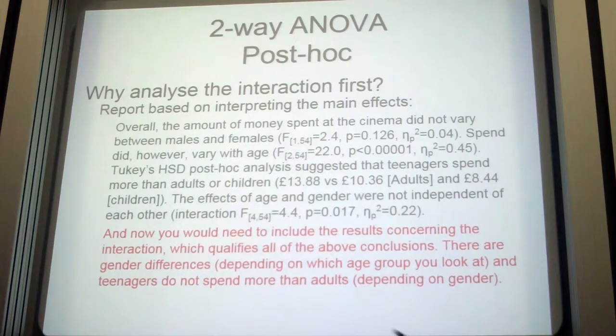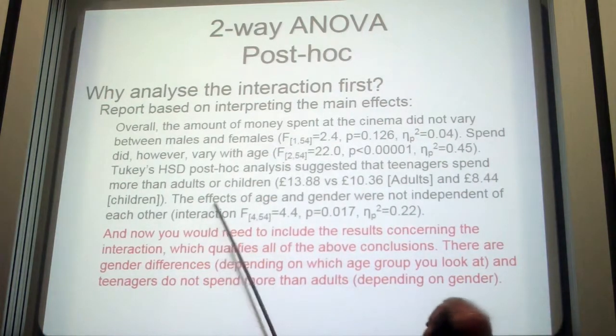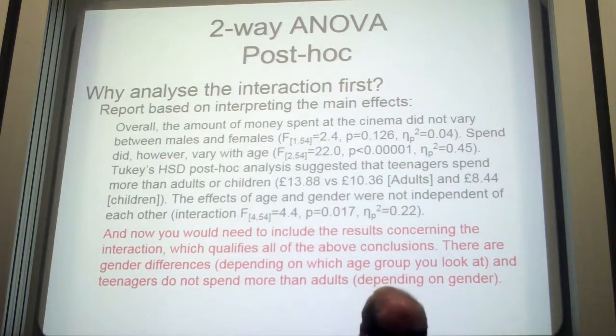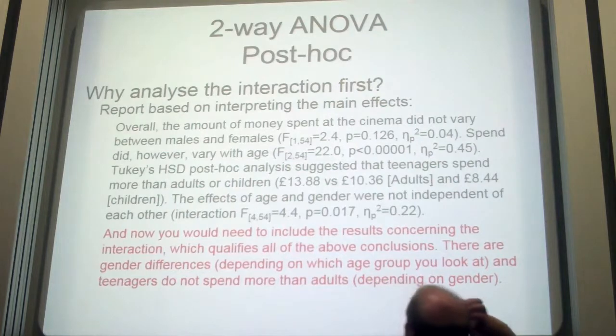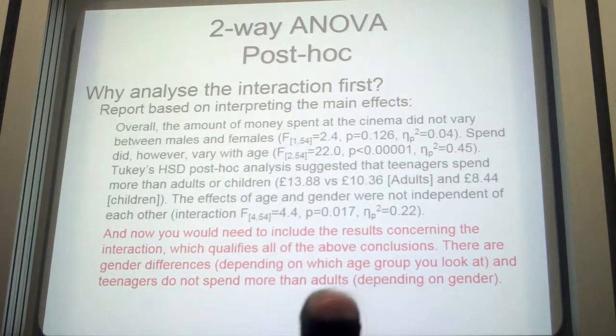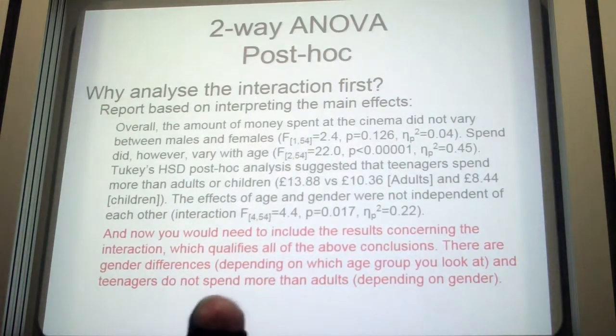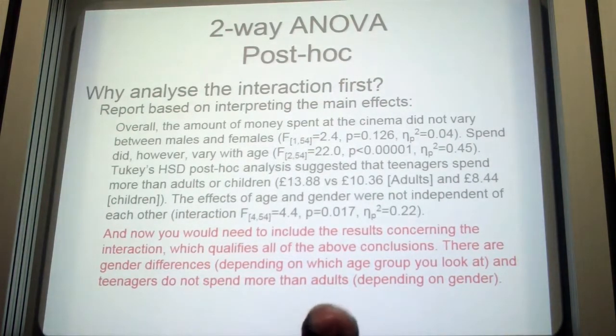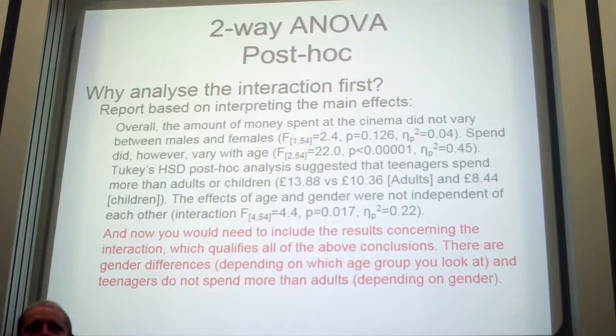So we could do the main effects. Overall, the amount of money spent at cinema did not vary between males and females. Spend did, however, vary with age. Tukey's HSD post-hoc analysis suggested that teenagers spend more than adults or children, and so on. The effects of age and gender were not independent of each other, the interaction terms, and now I've got to describe the interactions. Okay, so by giving all of the stuff to do with the main effects first, with that interaction, you still have to describe the interaction.